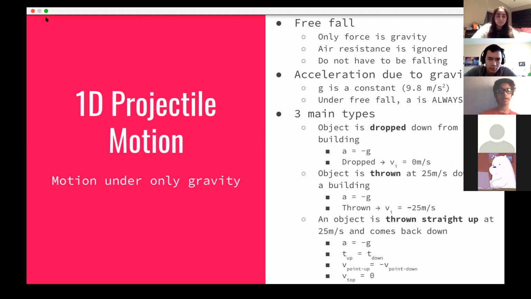And so we're going to compare that to objects that are simply dropped. Right now, Tanvi just described what happens if you throw a ball in the air. Now we're considering what if you just drop a ball? You don't throw it down, you just drop it. In that scenario, we have free fall.